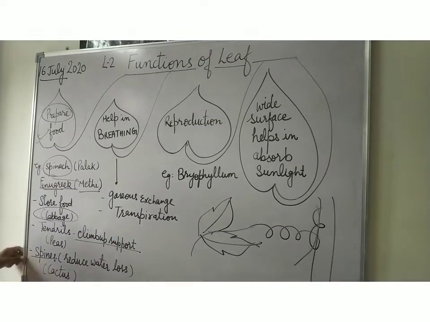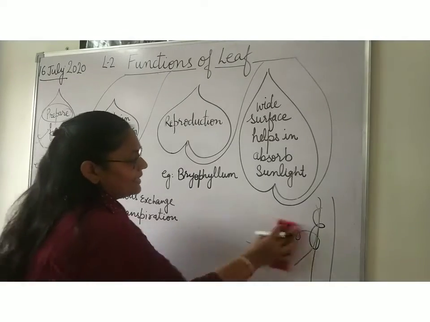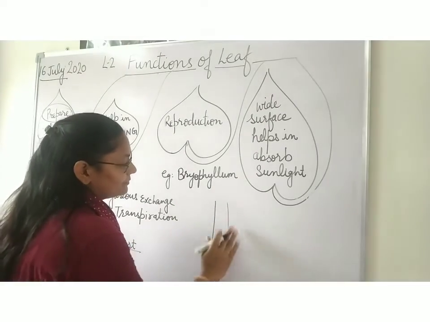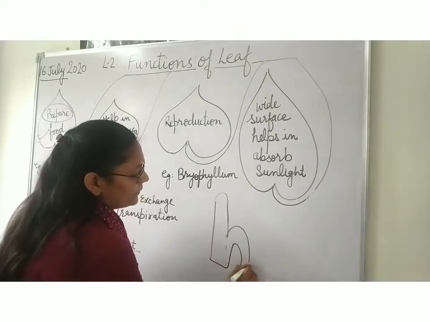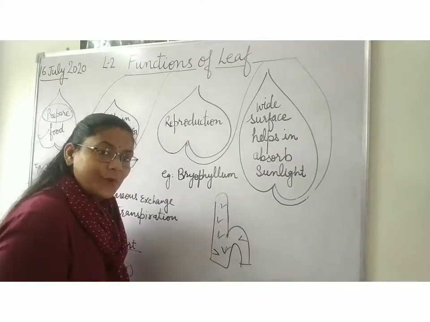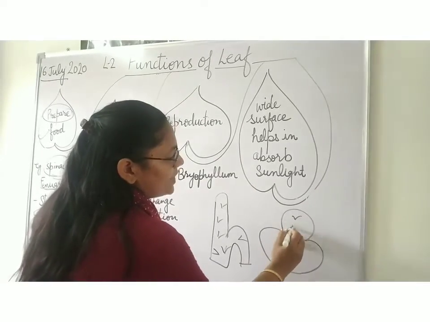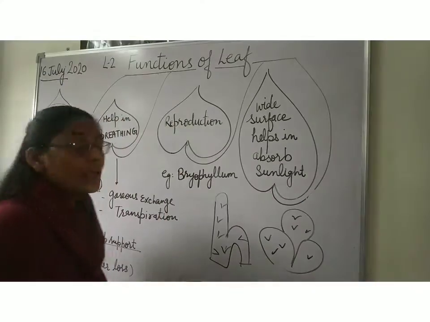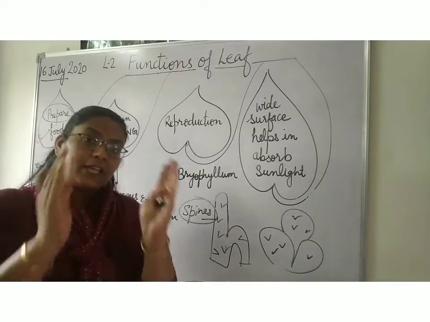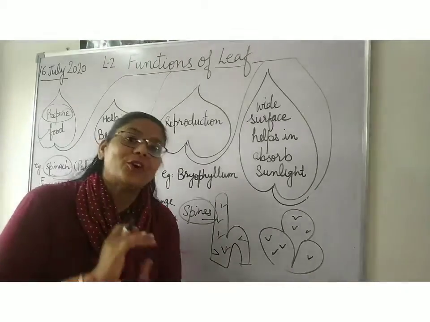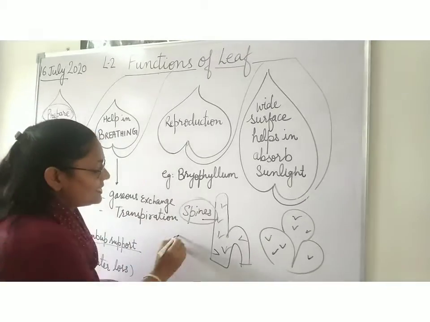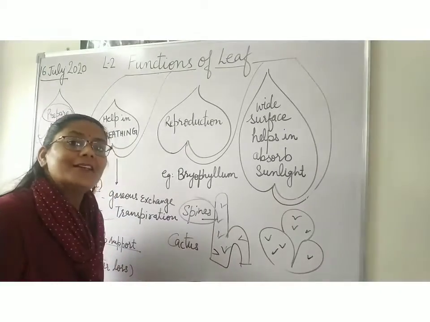Other is spines. Some plants' leaves are modified into spines, such as cactus. This is the cactus plant. Okay, it has small spine-like structures, right? These are the spine-like structures present on the leaves of the cactus plants. Because of these modified leaves, which are called spines, the surface area of the leaf reduces and it reduces water loss, which is an adaptation of cactus plants in the desert area.